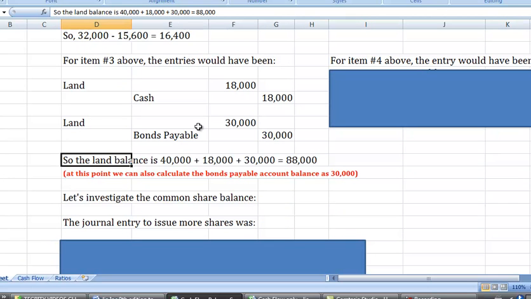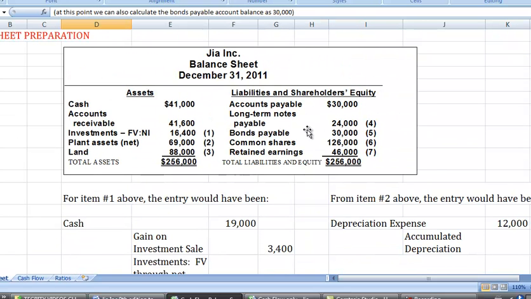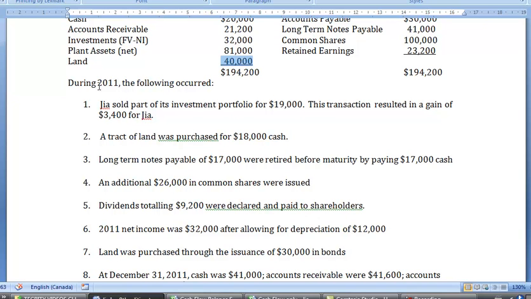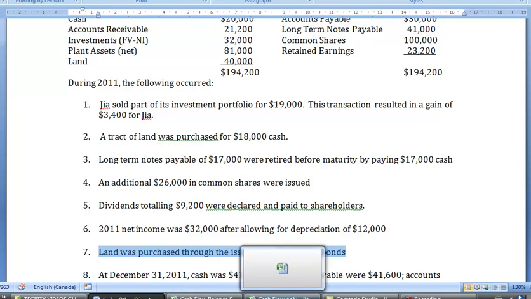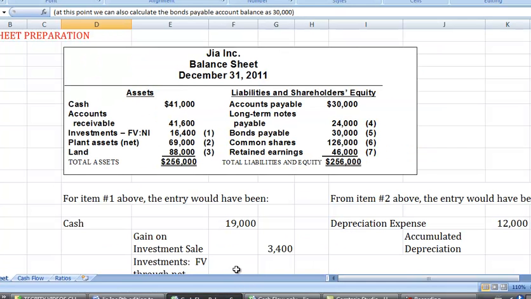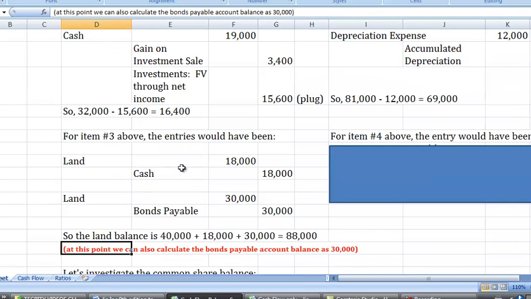We also know, and I made a note of it here, at this point we can also calculate the bonds payable account because we never had that account in 2010. But in addition to our liabilities for accounts payable and long-term notes, I'm just going to stick it in there right now, the bonds payable, which is $30,000. And again, we got that from our original question because they told us that in 2011 you had a non-cash investing activity where you issued bonds for $30,000 in exchange for land. Okay, so now if we go back to our question, we've now dealt with item number 3.